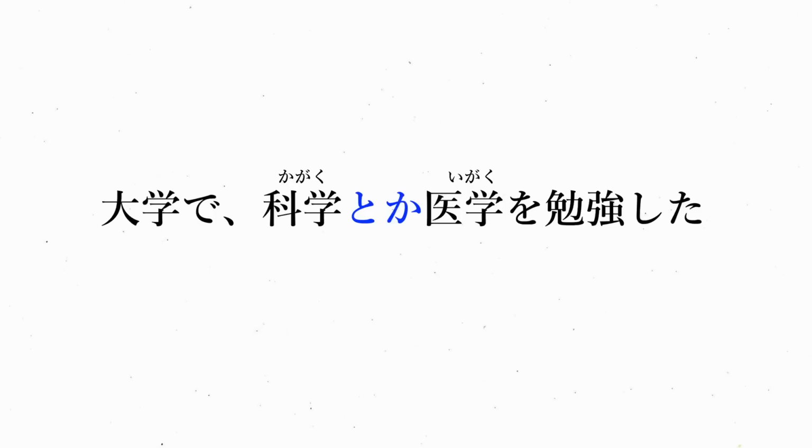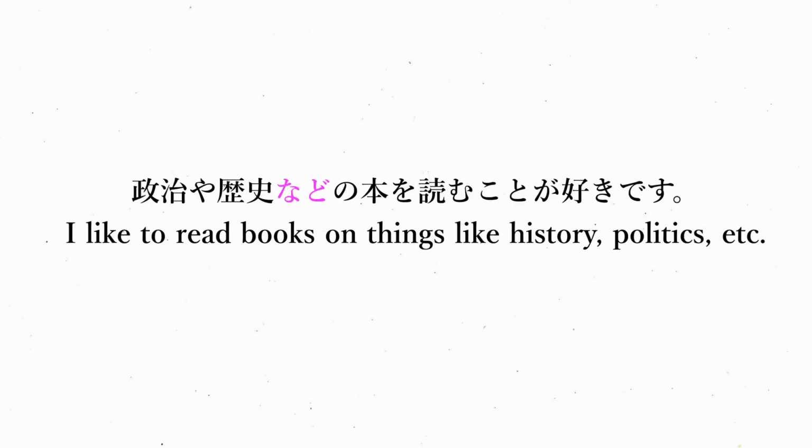So if I want to say at university I studied things like science and medicine, I would say 大学で科学とか医学を勉強した. Science and medicine aren't the only things that I studied in university, but these are sort of, I guess, more relevant to the conversation. That's why you use toka, and you use toka in pairs typically. Nado is used with ya, and it sort of translates to things like or etc. 政治や歴史などの本を読むことが好きです。I like to read books on things like politics and history.